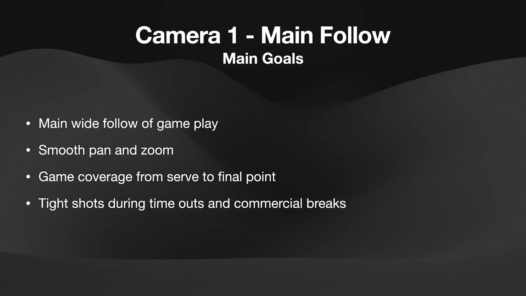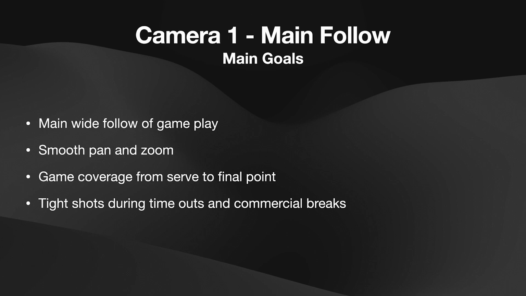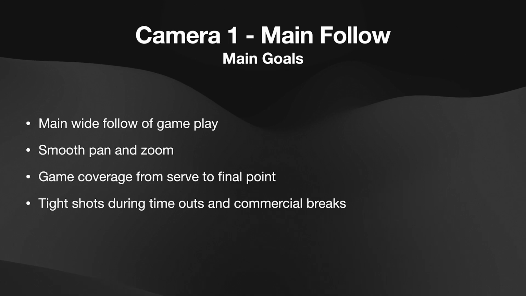And then when we're not in game coverage, like if we're going into a timeout or going in and out of a commercial break, that's a time where camera 1 can get tight shots of either the bench or specific players if we have an element we need to do. It just depends on what is needed in the moment, and the director will help you figure out what that is. But it doesn't mean you're just going to stay wide the entire time. You do need to get some tight shots at certain moments.